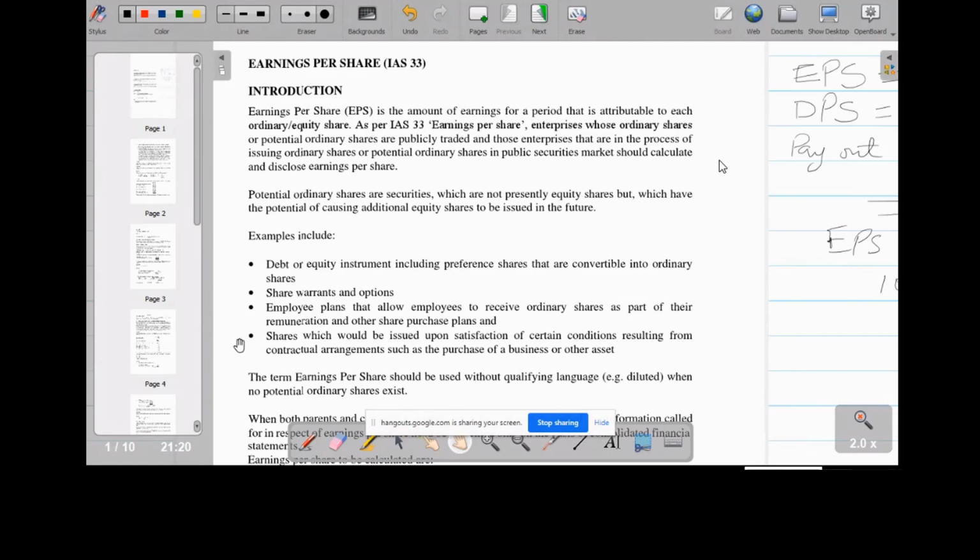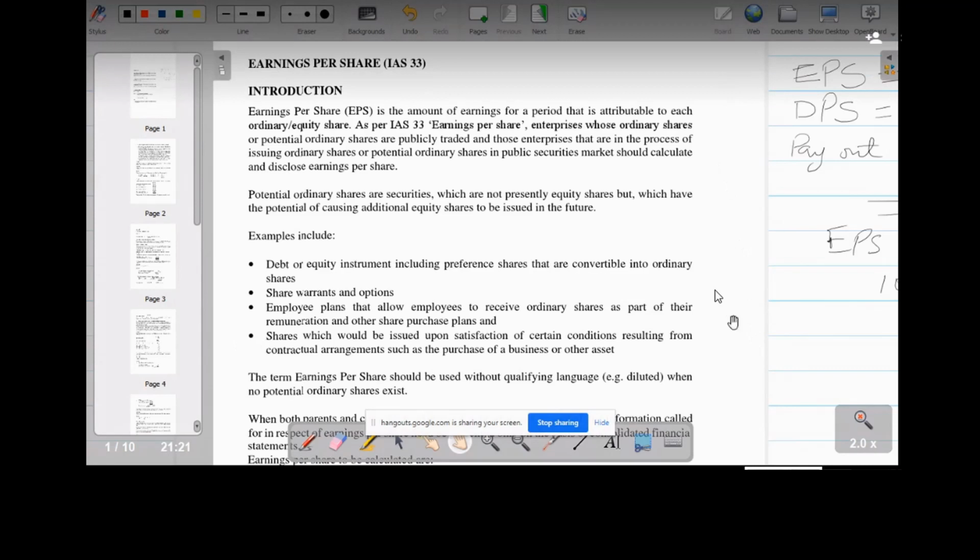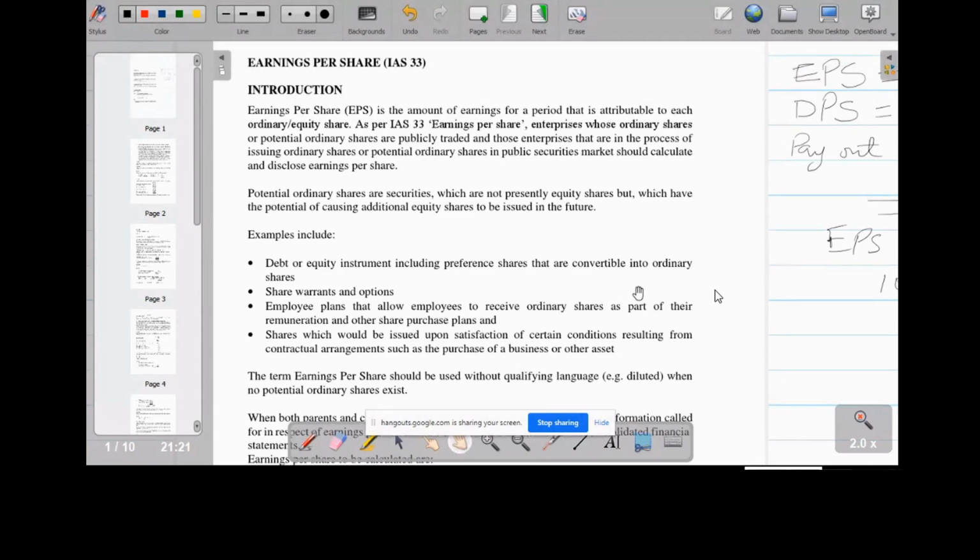But in terms of reporting, you are supposed to include the earnings per share, qualifying whether it is basic or whether it is diluted. What we mean by diluted, for example, I want to distinguish between the two terms, both basic and diluted.